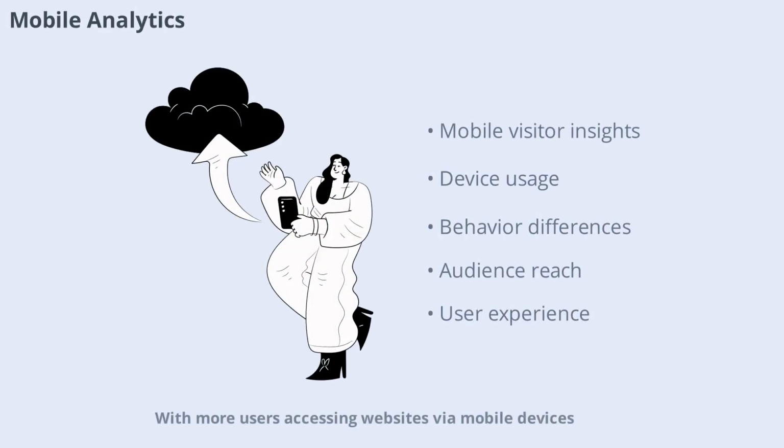With more users accessing websites via mobile devices, Google Analytics provides mobile-specific reports. You can see how mobile visitors interact with your site, which devices they use, and how their behavior differs from desktop users. For small businesses, optimizing for mobile is essential to reach a wider audience and improve user experience.